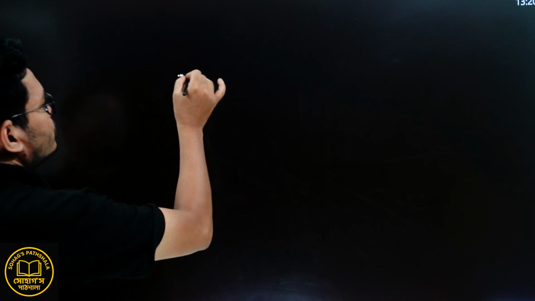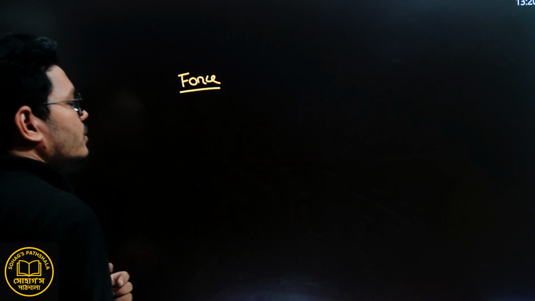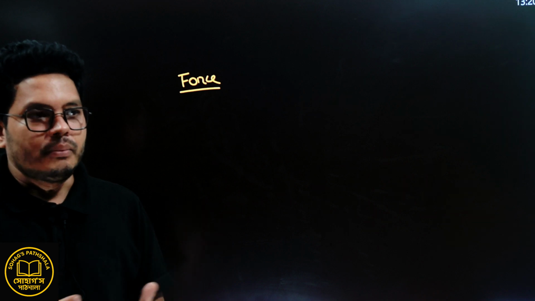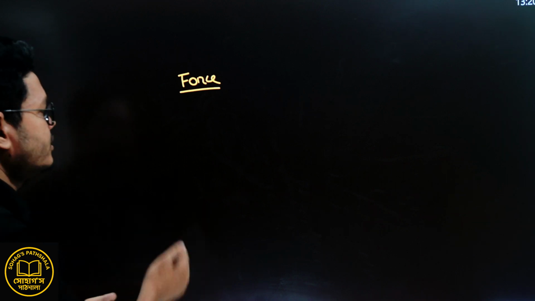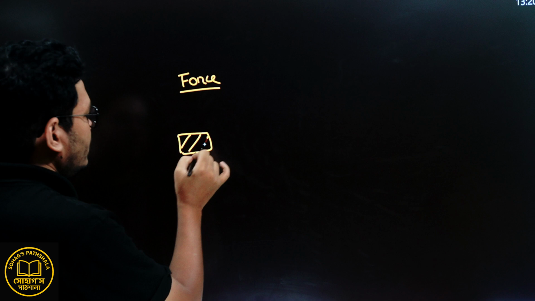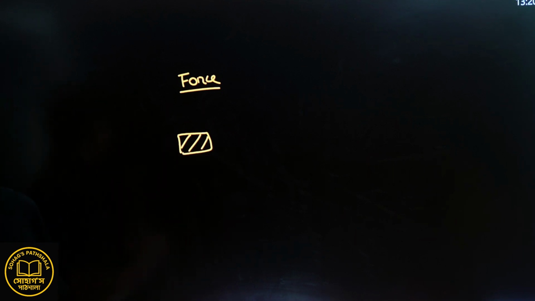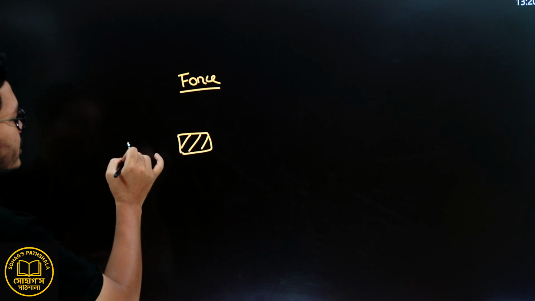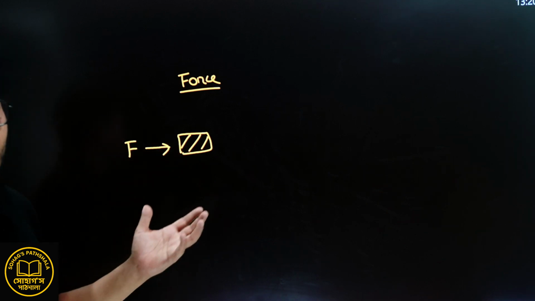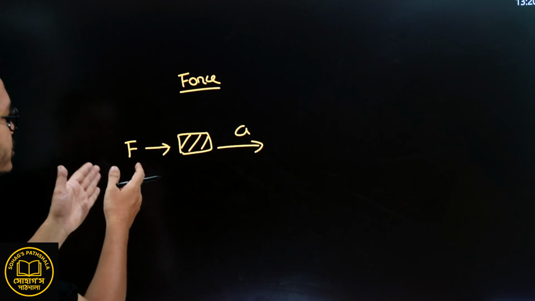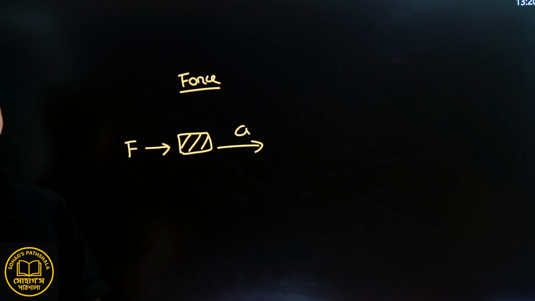So let us first come to know about force. First, force is a vector quantity, we all know, and the definition of force in simple words is that force is anything that can accelerate an object. For example, this is an object, and if we apply force on it, what will happen? This force will just accelerate it. So force can change the velocity of an object.